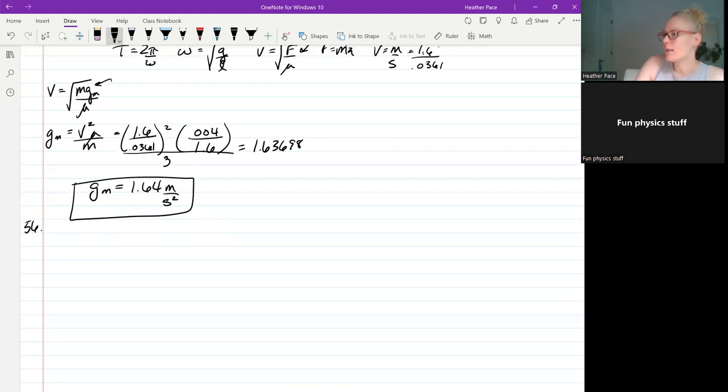56. A string is 50 centimeters long and has a mass of 3 grams. A wave travels at 5 meters per second along the string. A second string is the same length, but half the mass of the first. If the two strings are under the same tension, what is the speed of a wave along the second string?